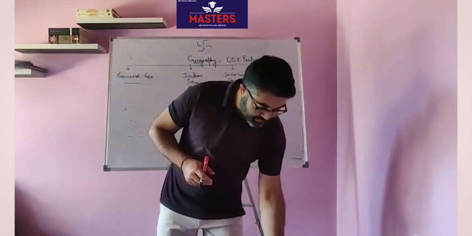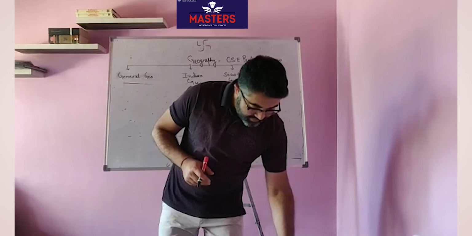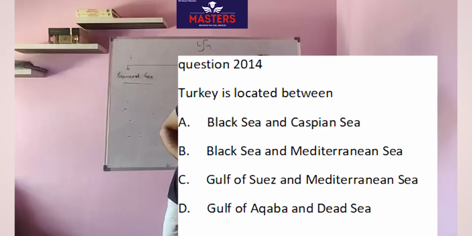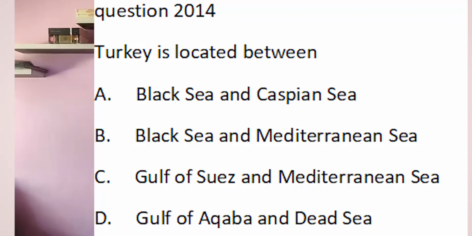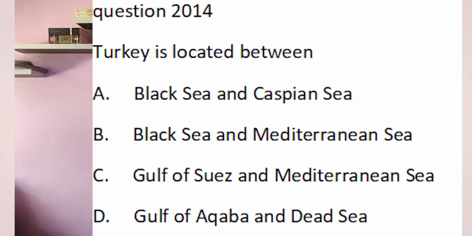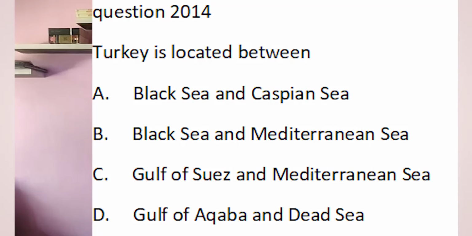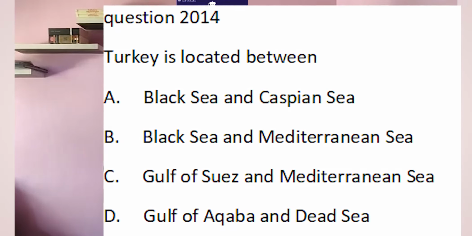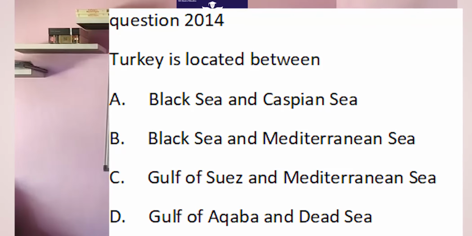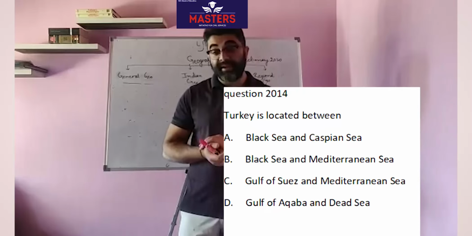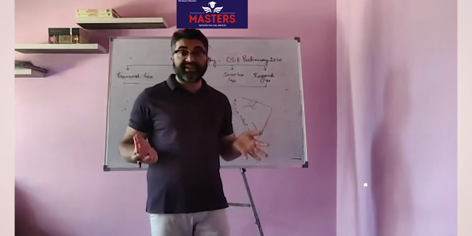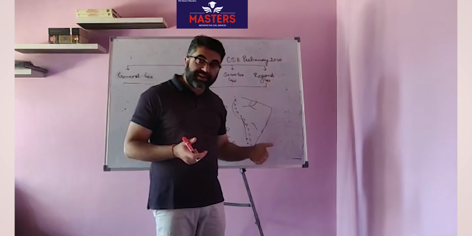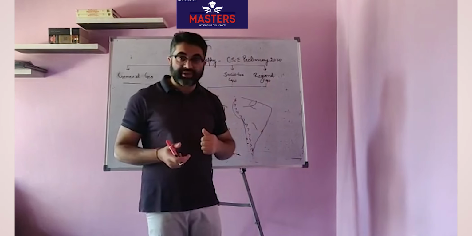Just to give you some idea about the type of questions that have been asked, in 2014 there was a question: Turkey is located between A. Black Sea and Caspian Sea, B. Black Sea and Mediterranean Sea, C. Gulf of Suez and Mediterranean Sea, D. Gulf of Aqaba and Dead Sea. Nobody can teach you this other than your visual memory. If you have looked at the map carefully, focused on some parts of West Asia, you can answer the question.